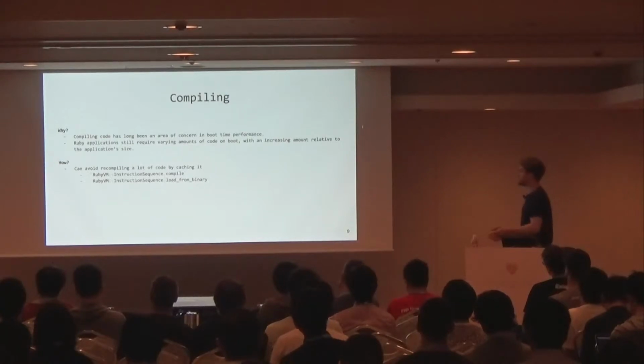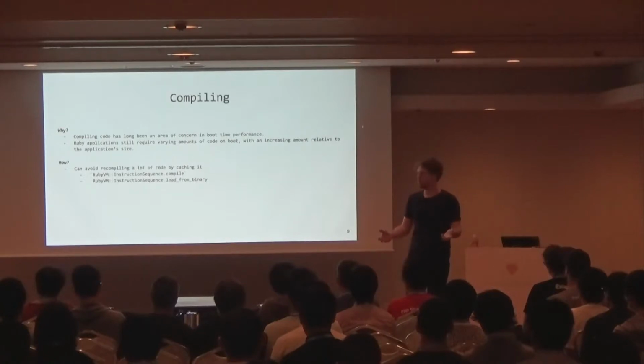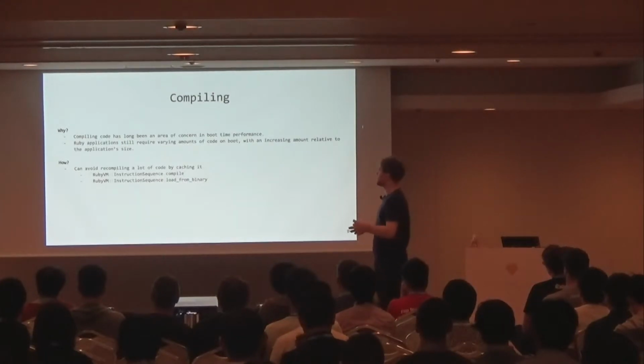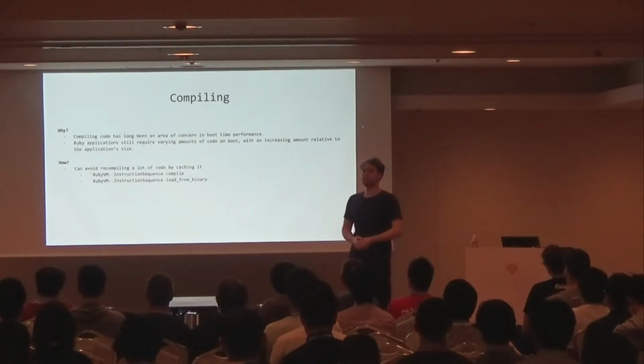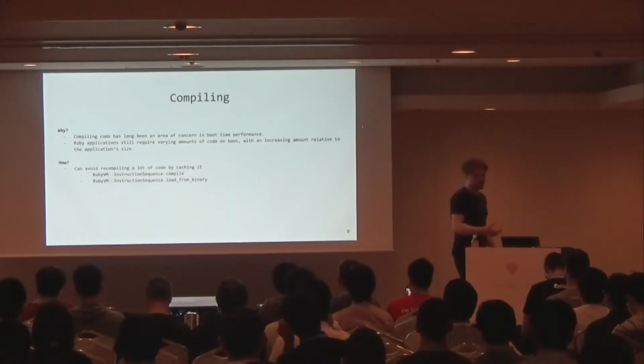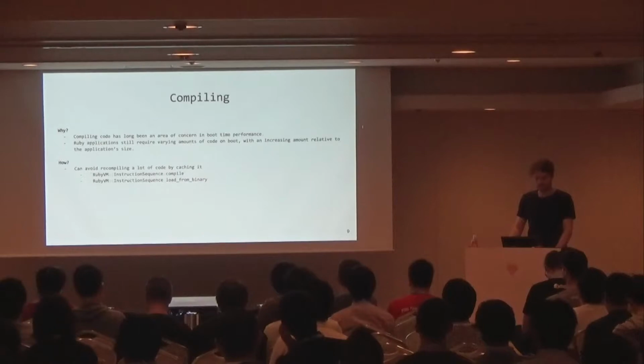So compiling. Compiling code in Ruby is done dynamically, as you all know. However, it is a concern within boot time performance. As your application grows in size, you have more and more code to compile, particularly with requires at the top of each file. What this means is you have an increased amount of time relative to the application size. Luckily, in Ruby 2.3, we had a few instruction sequence methods added, and we'll talk a little bit more about how we use those later.